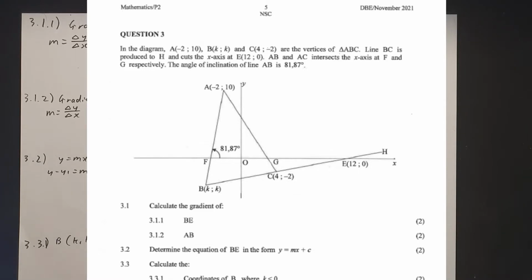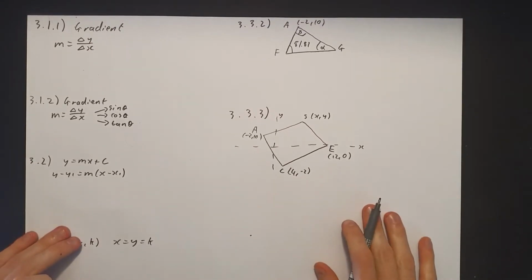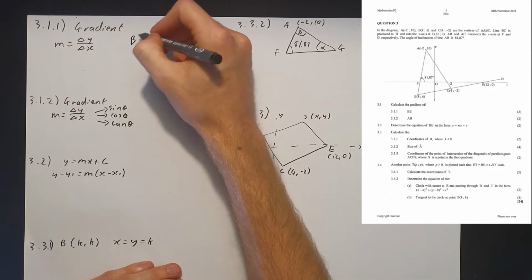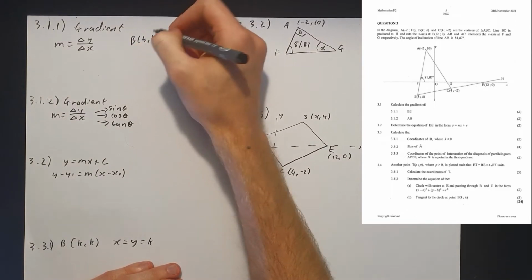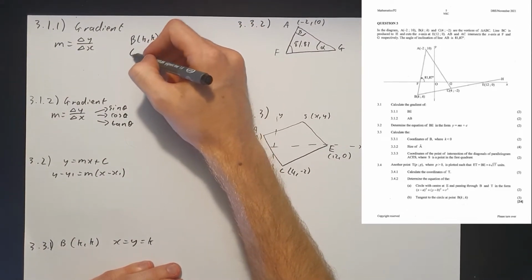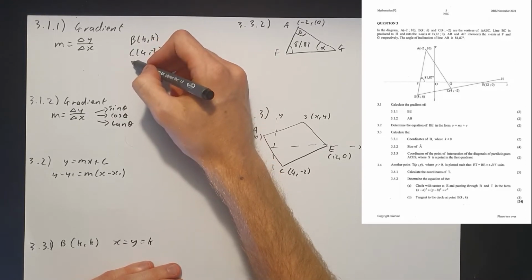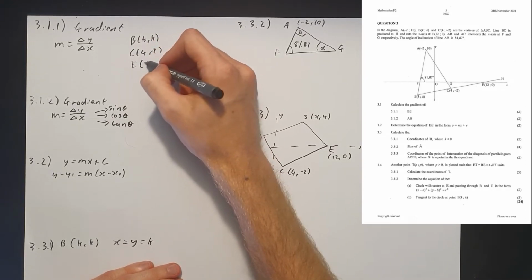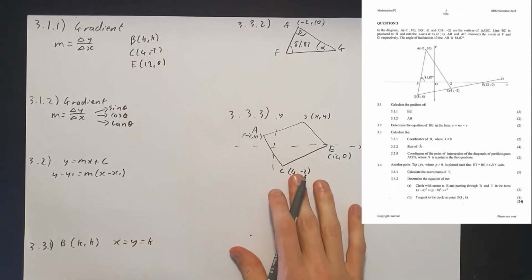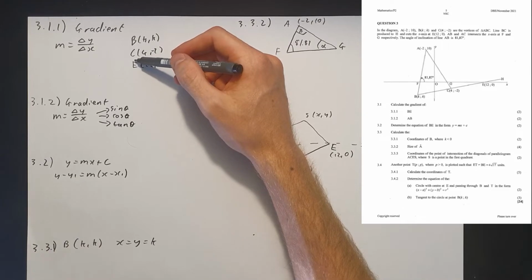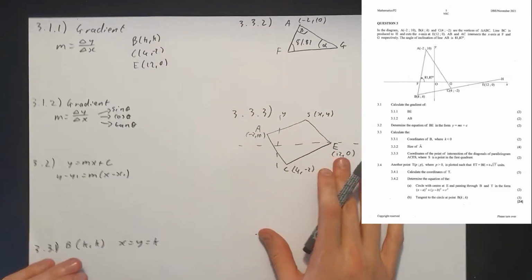Okay, so looking at BE over there, we don't have the coordinate for B because B is given as k and k, but we do have the coordinate for C, which is 4, -2, and we have the coordinate for E, which is 12 and 0. So because C and E fall on the same line, if we calculate the gradient between those 2 points, it will be the gradient for the entire line.